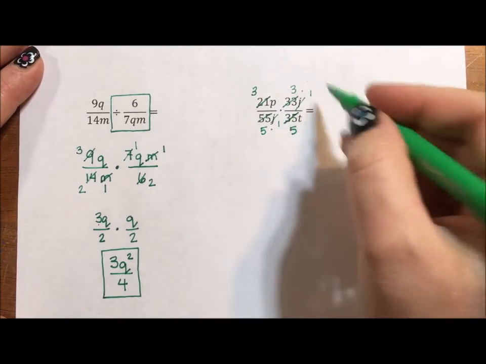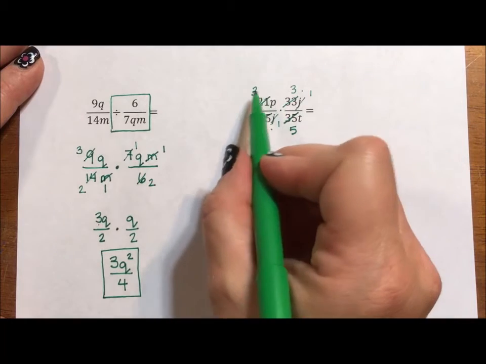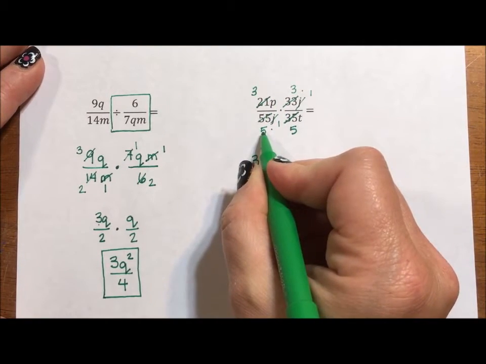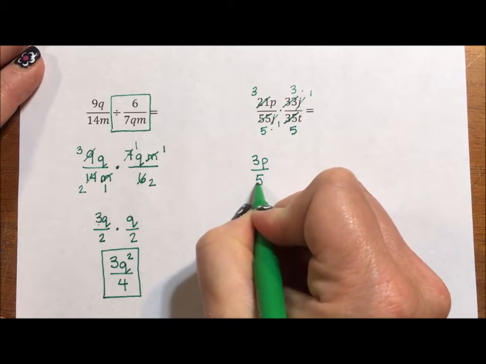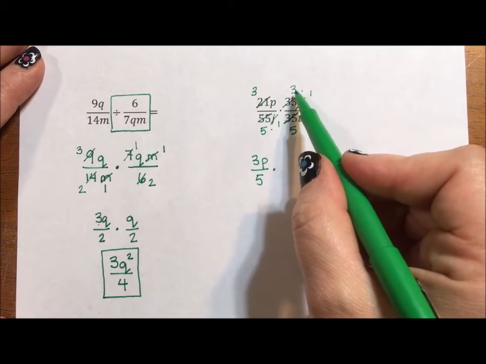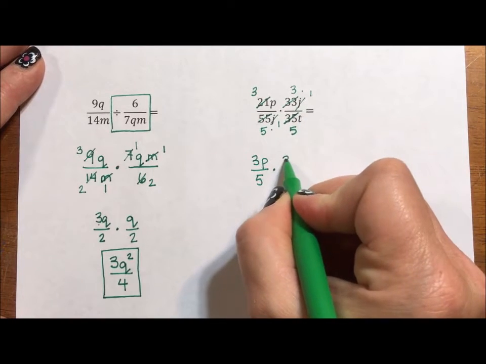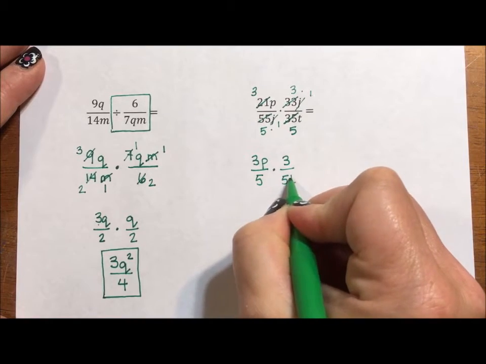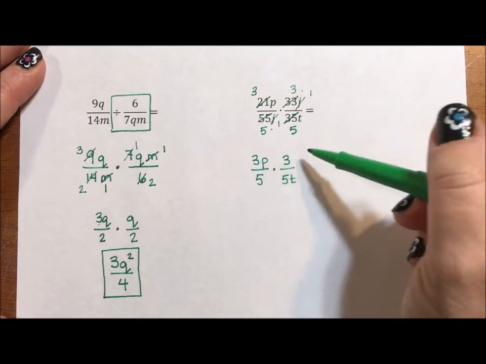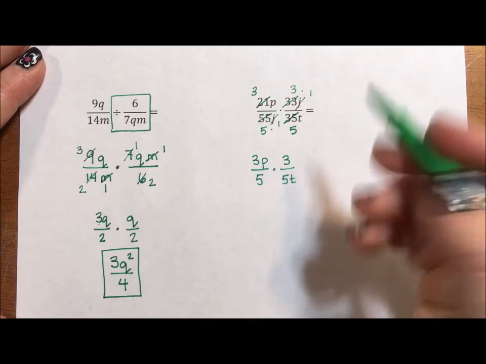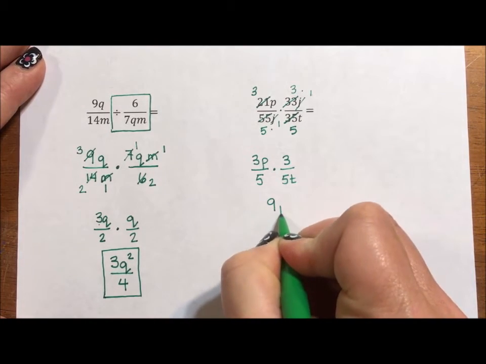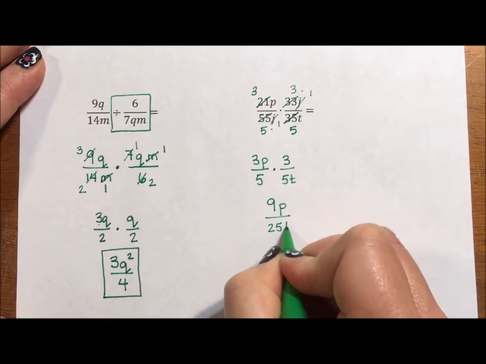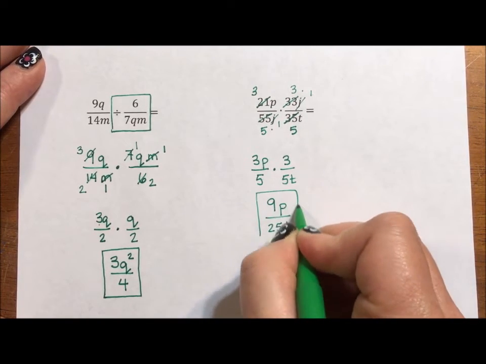And this is getting really cluttered. So let's rewrite the problem. My first numerator is a 3 and a p, and my denominator is 5 times 1, which is 5. In my second fraction, I have a 3 and a 1. 3 times 1 is 3. And my denominator, I have a 5 and a t. 5t. Okay, I can now see that nothing else will reduce. 3p times 3 is 9p, and 5 times 5t is 25t. And I have my final answer.